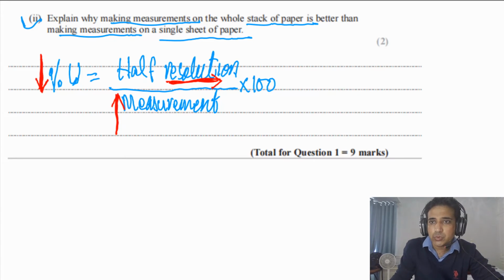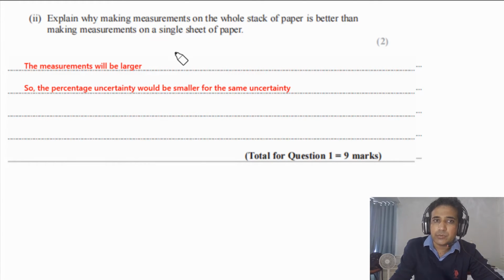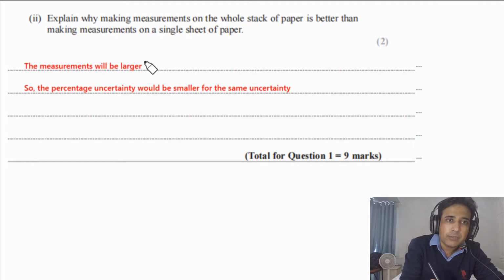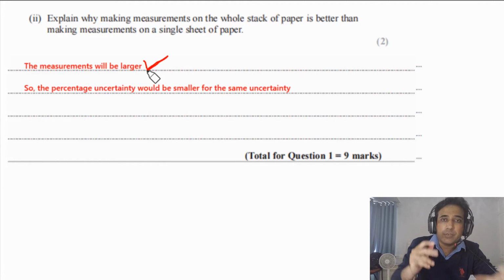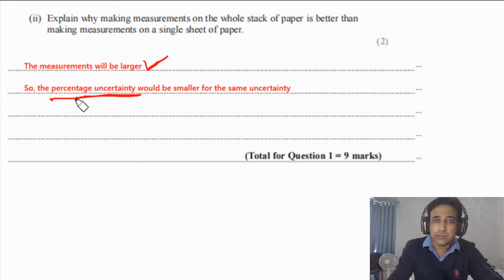Now let me show you the answer, how you can write down your answer. This question has 2 marks, so you can mention 2 points in your answer. If you write down these 2 points, you will get 2 marks. First, you can say the measurements will be larger if we have stack of papers, and it will reduce the percentage uncertainty. If you write down these 2 points, you will get 2 marks. So this is how we need to answer. I hope this one makes sense.